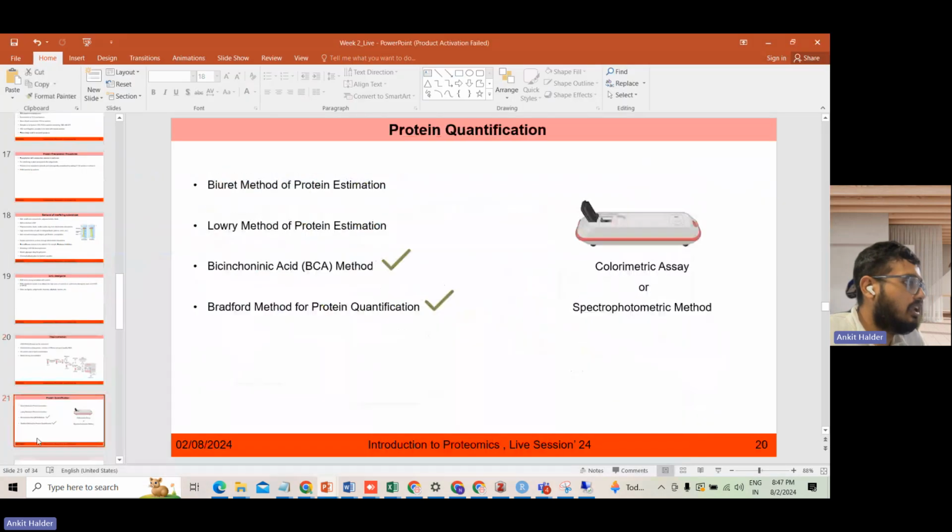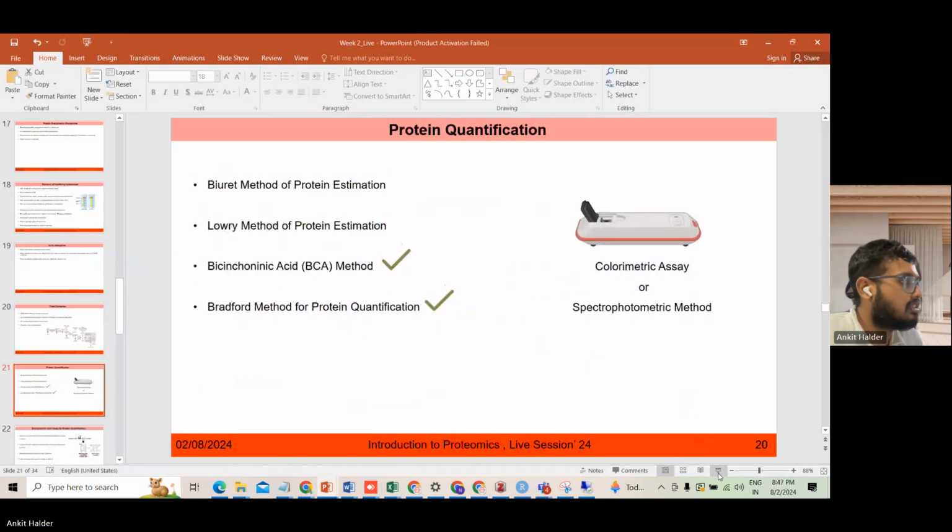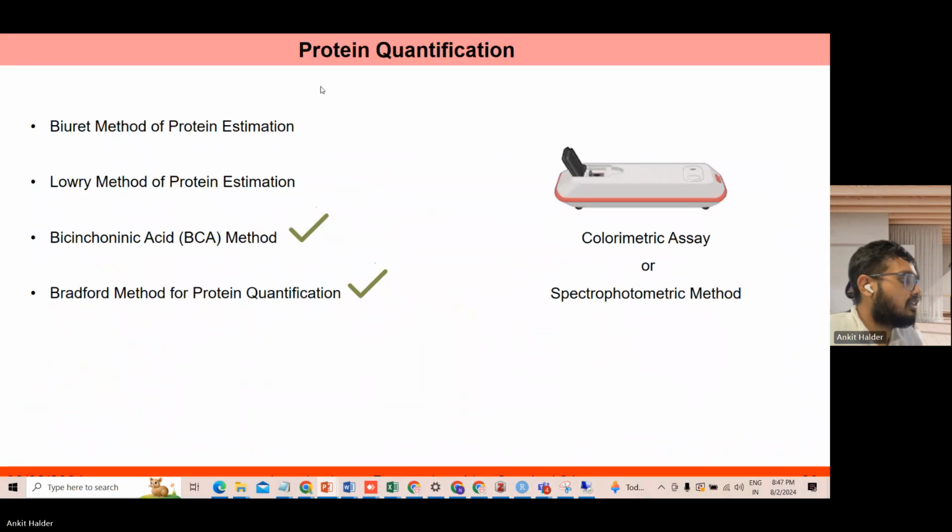So here, these are the protein quantification methods like the colorimetric assay or the spectrophotometric method. The proteins, as we have already mentioned, we can get an estimate at 280 nanometer itself, but that is dependent on having aromatic amino acids like tryptophan. So there's a bias. So what we would be looking at here mostly is two methods.